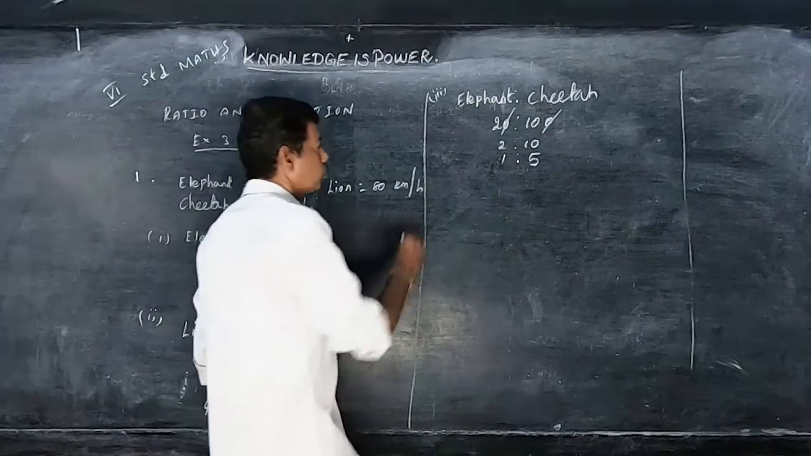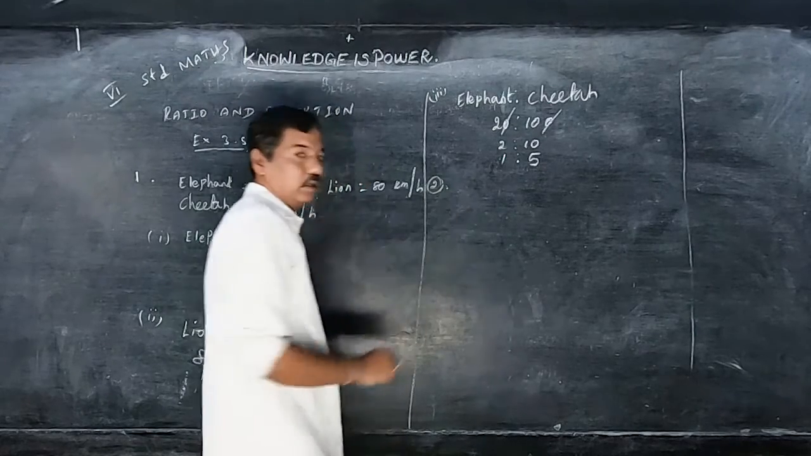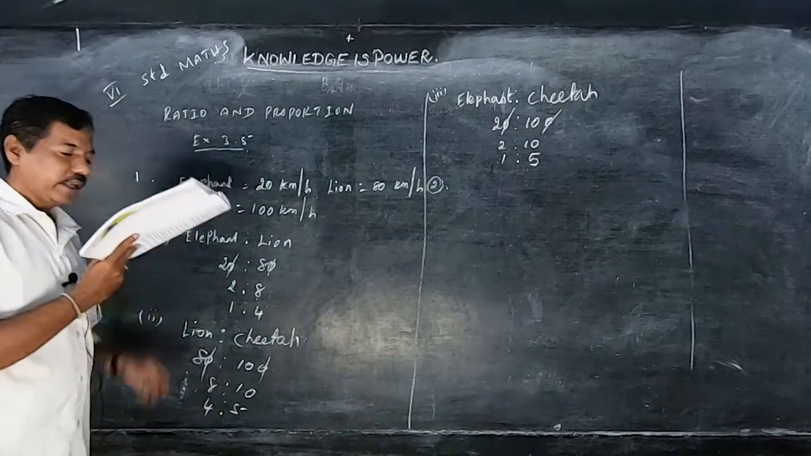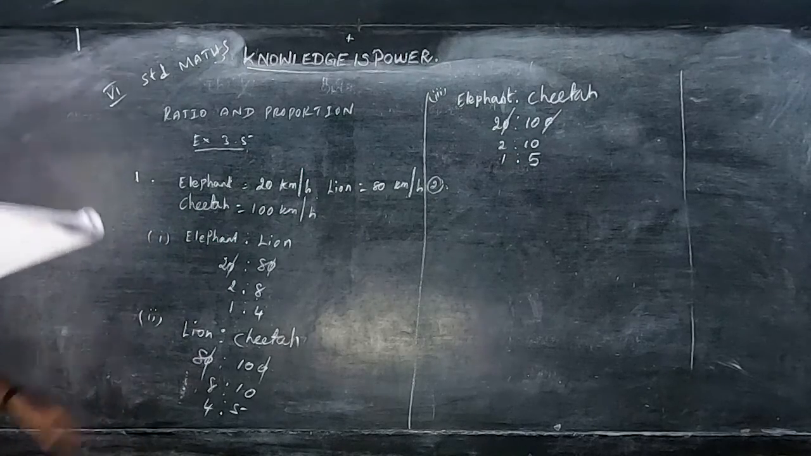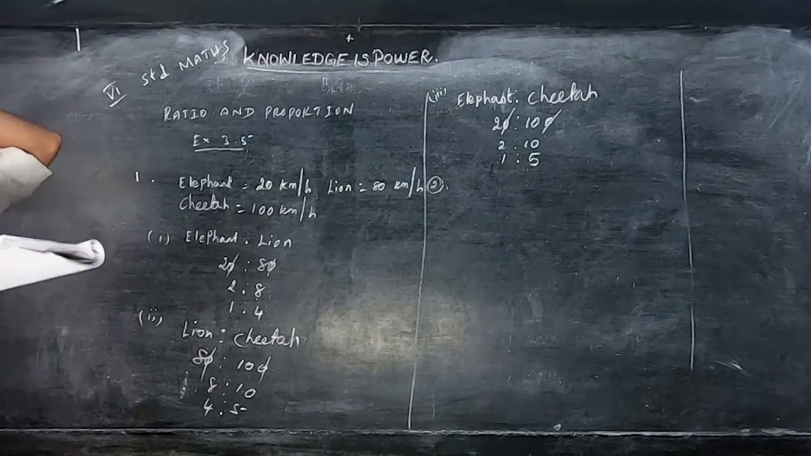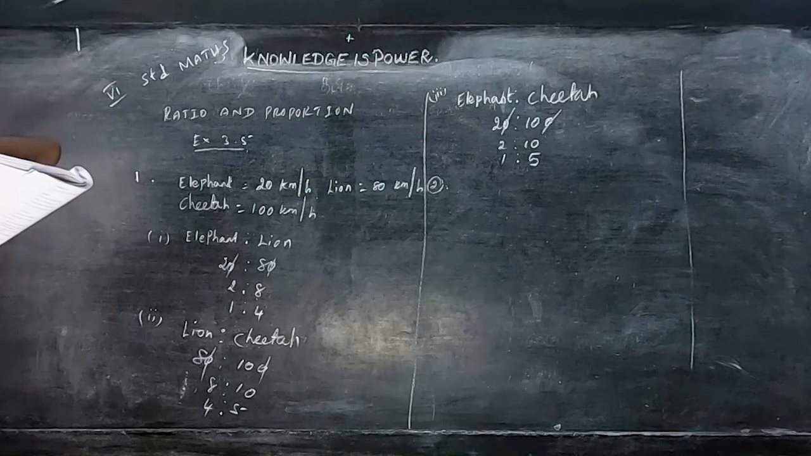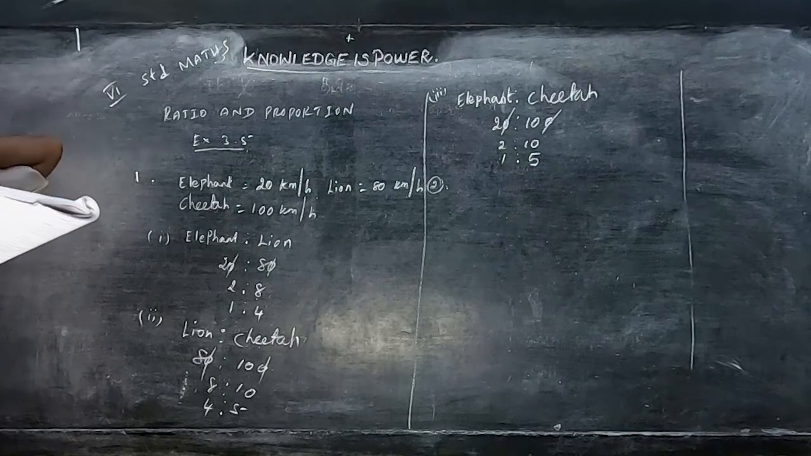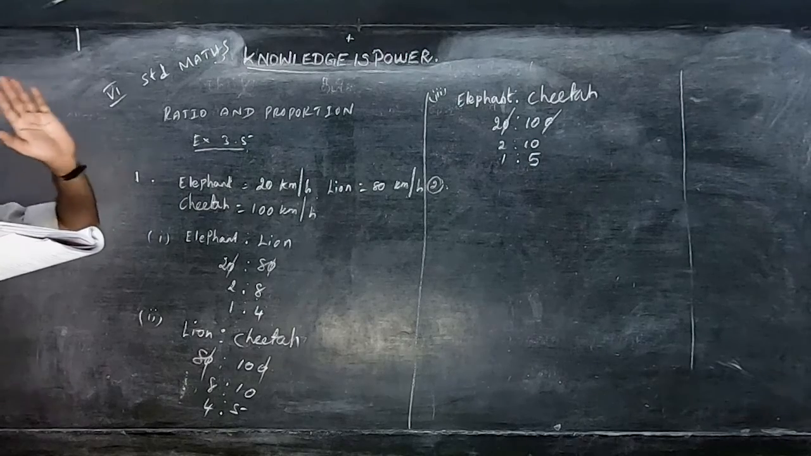Now question number 2. What are the terms given? See, a particular high school has 1500 students, 50 teachers and 5 administrators.